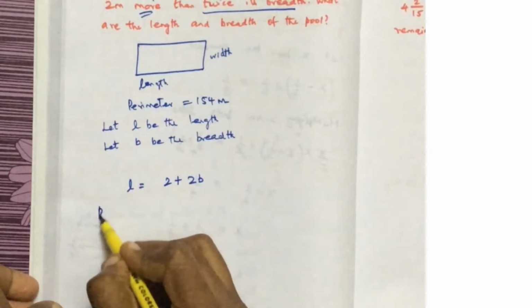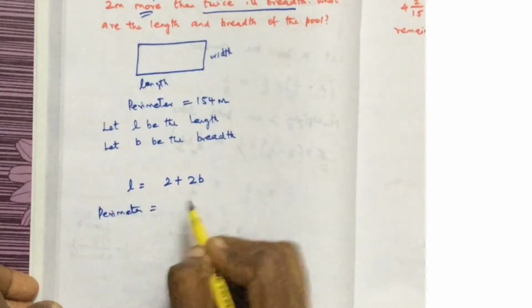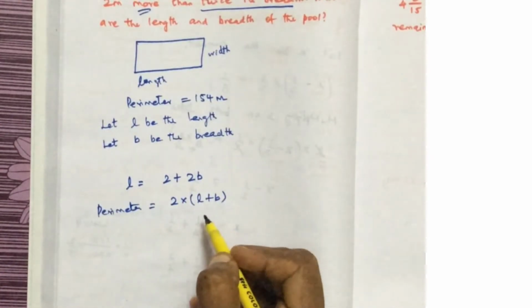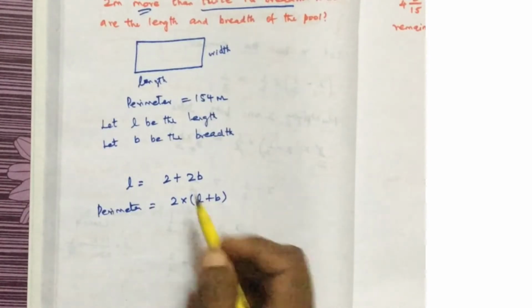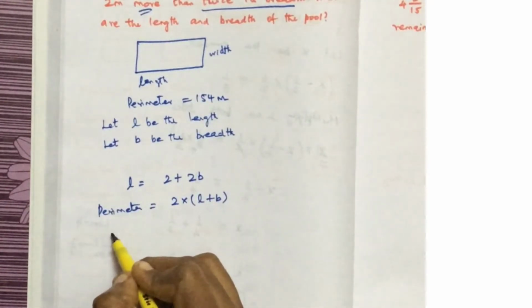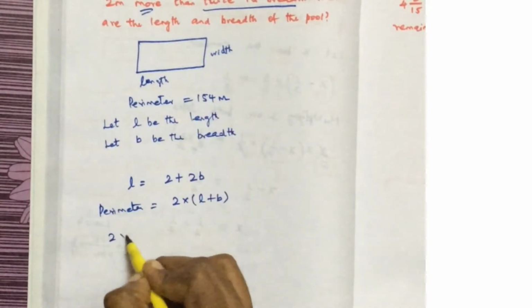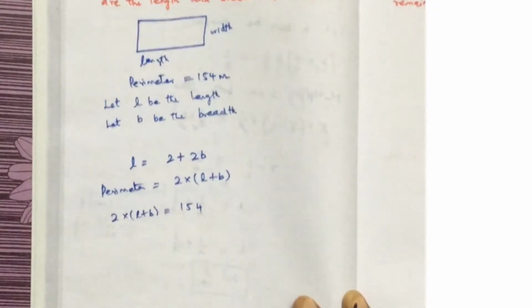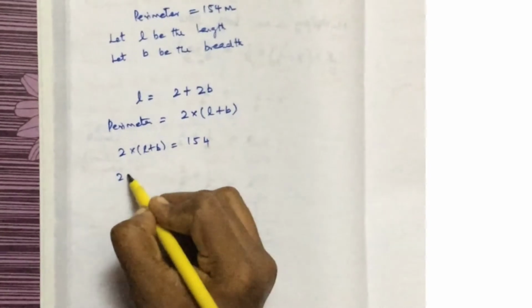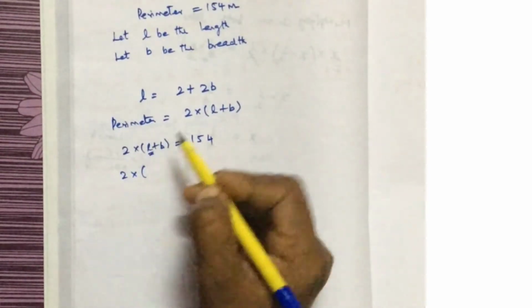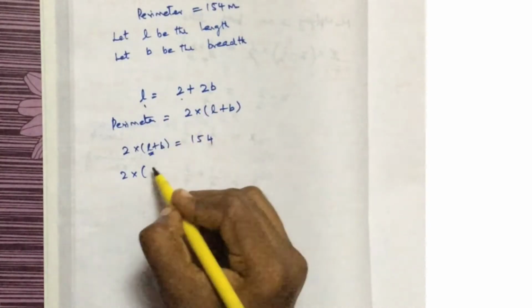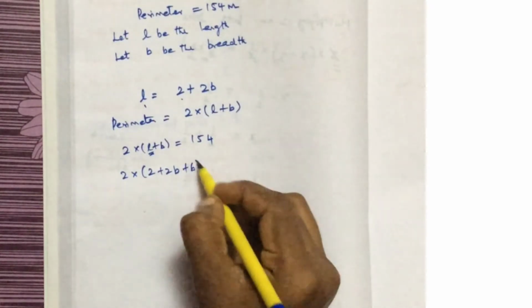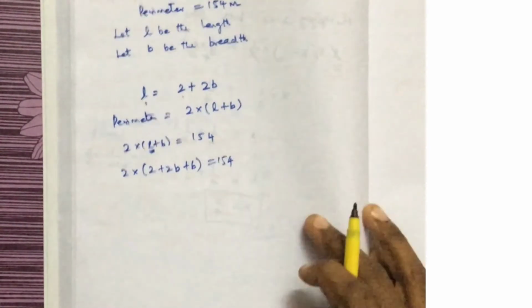What is perimeter? Perimeter is 2 multiplied by L plus b. This is length and this is breadth. Now we know the perimeter is 154 meter. So 2 multiplied by L plus b is 154. Instead of this L you can substitute 2 plus 2b. So 2 multiplied by 2 plus 2b plus b equal to 154.